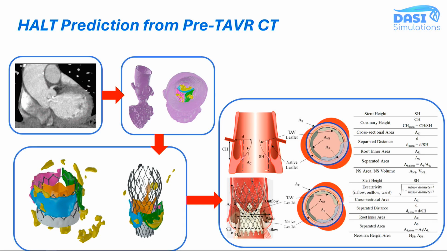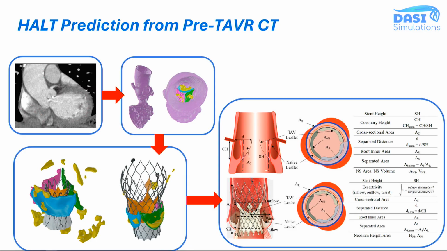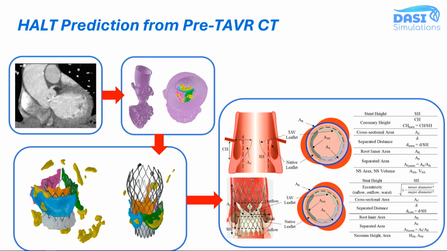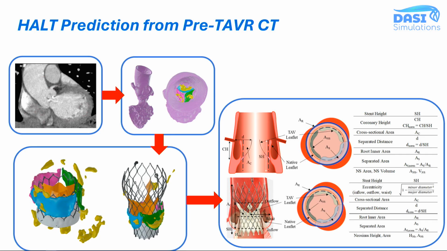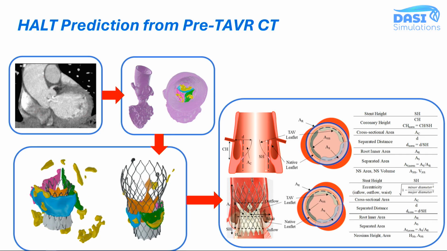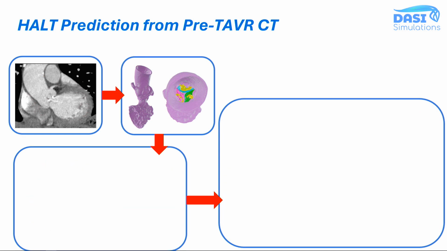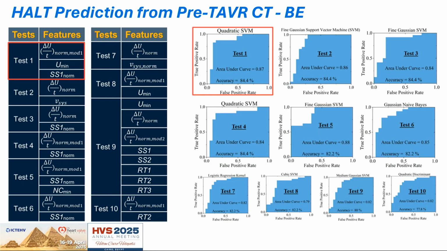And essentially this is a machine learning model. You can analyze various geometric parameters, such as neosinus area, for example. What we're trying to do is correlate some of these geometric parameters to HALT risk. Here in the next slide, you can see we perform various machine learning assessments, determine the area under the curve, and see how well these parameters correlate with HALT prediction.